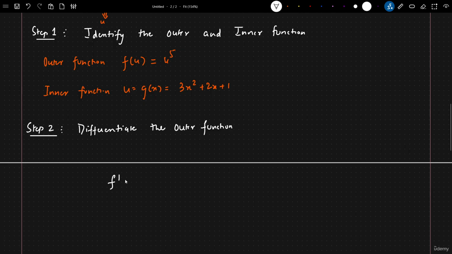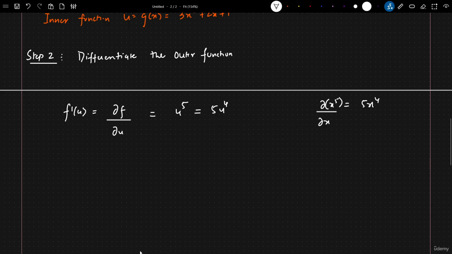So, how do I differentiate? F dash of u is nothing but, right? What is f dash of u? I can also go ahead and write like this. F dash of u is nothing but derivative of f with respect to derivative of u, right? This is nothing but u to the power of 5, and this will be nothing but 5u to the power of 5 minus 1, right? And this is based on the rule with respect to derivative of x. Let's say if this is x to the power of 5, this will be nothing but 5 multiplied by x to the power of 4. So we are able to differentiate the outer function.